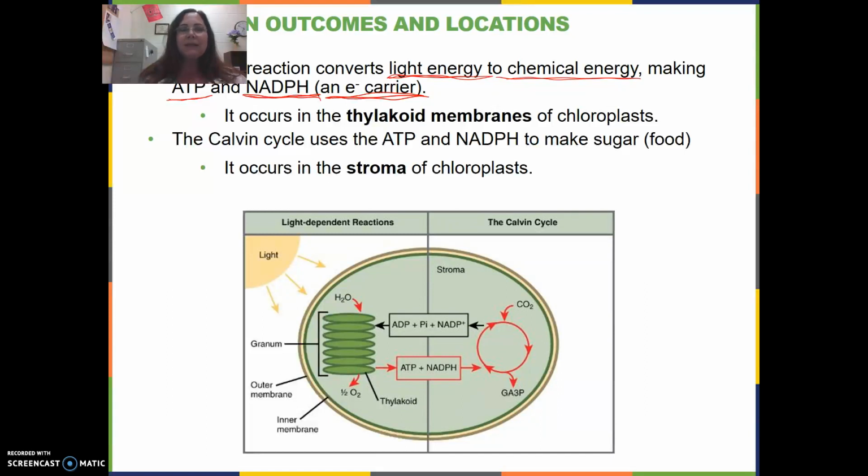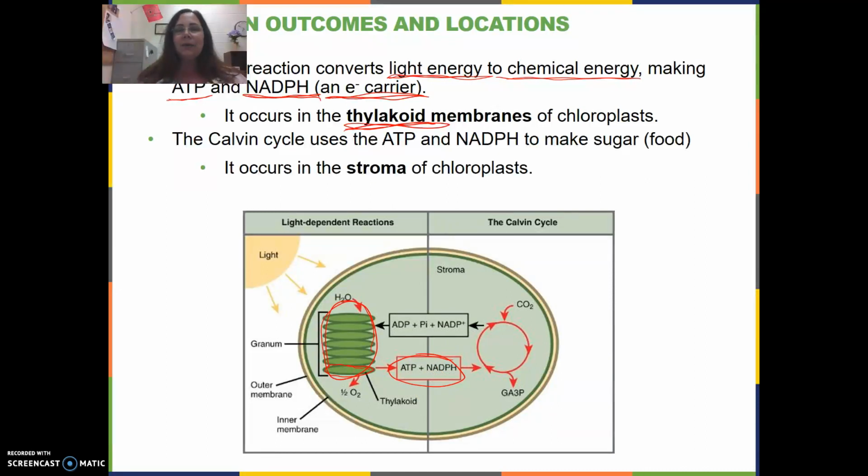Now, the light reactions occur in a specific part of the chloroplast. The light reactions occur in the thylakoid membranes of the chloroplast. And here you see a stack of thylakoids called a granum. Each individual disc is a thylakoid, and the entire stack is called a granum. Many stacks are called grana. So the light reactions occur in the thylakoid membranes, and their purpose is to produce ATP and NADPH.